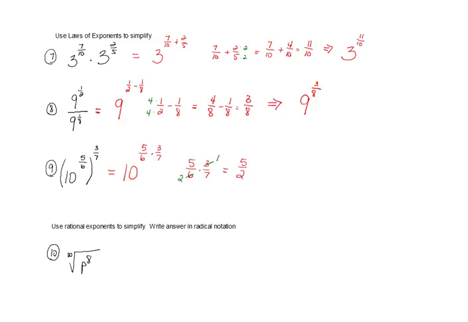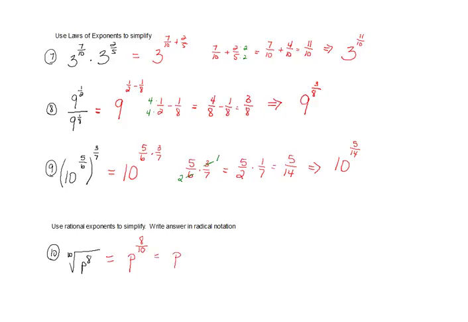Number 10. This example is wanting us to use rational exponents to simplify, and then they want us to write the answer in radical notation. So the first thing that we have to do is write this with a rational exponent. So we know that for the 10th root of p to the 8th, the 8th is going to be my numerator. The exponent is the numerator and the index is the denominator. So I have p to the 8/10 power. Well, 8 over 10 could be simplified. We know that they each have a 2 in common. So 8 is going to simplify to 4, 10 is going to simplify to 5. So it's now p to the 4/5 power.